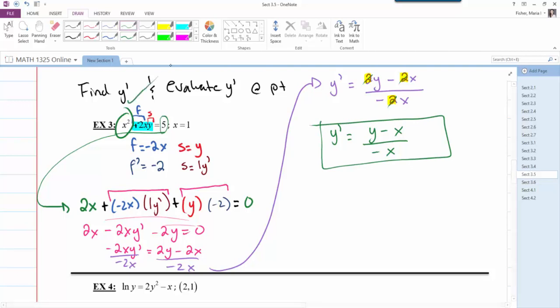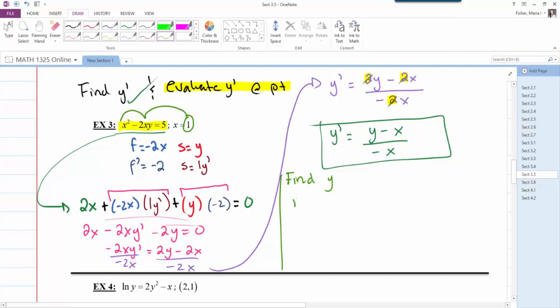So find y prime and then evaluate y prime at the given value. Well, I'm given what x is, but I don't know what y is, right? So how do I find y? Well, I'm going to have to plug x into this original function and solve for y so that I can find my y and then evaluate y prime at the indicated point because I need a y.